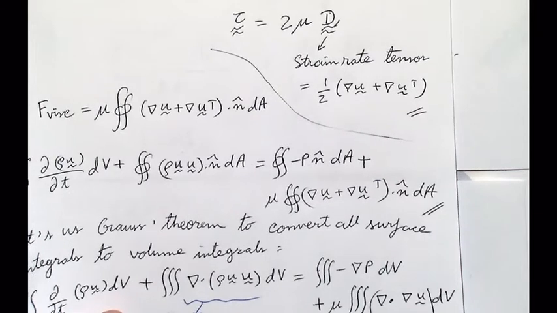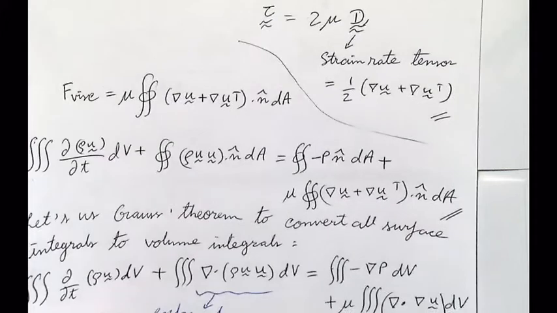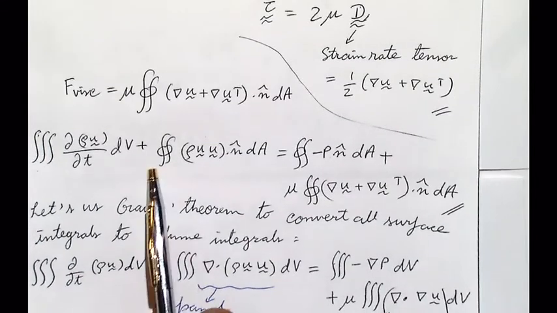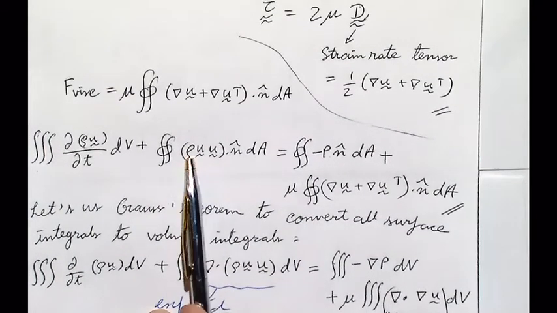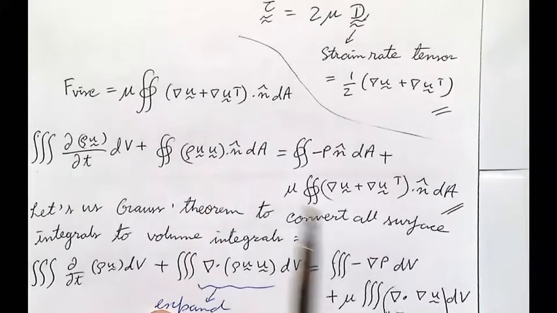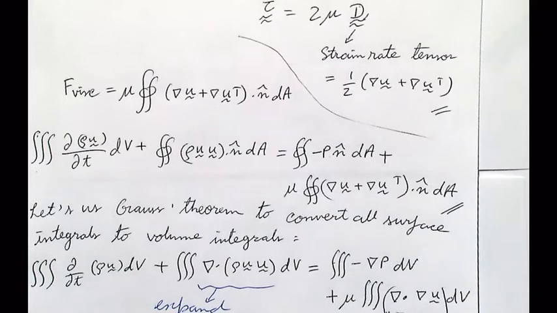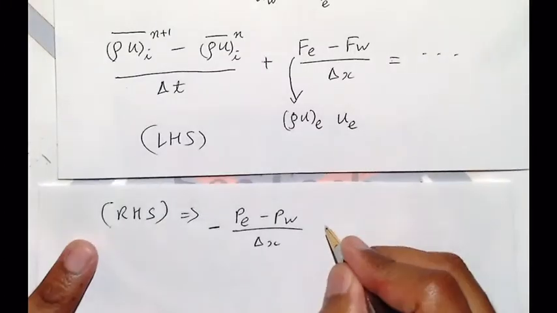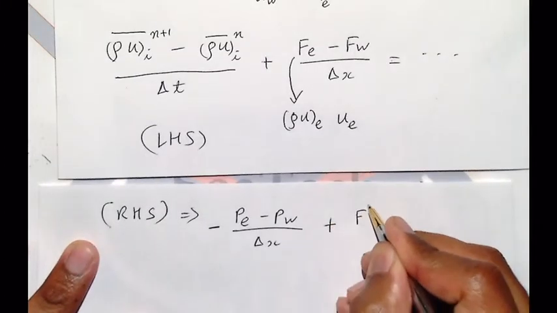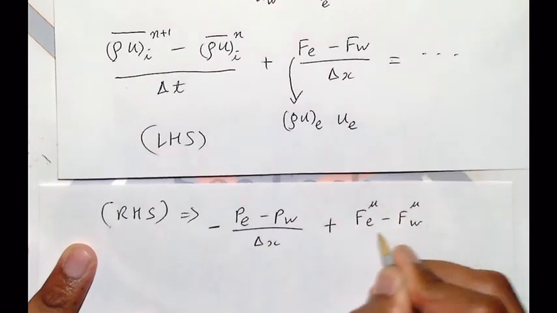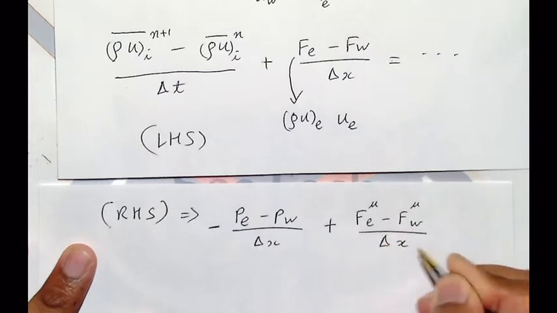Oh, what should we write? Always go back to thinking about fluxes. When we had the surface integral, the flux was the thing inside the brackets. That's it. So we will write plus flux mu of east minus flux mu of west divided by delta x.